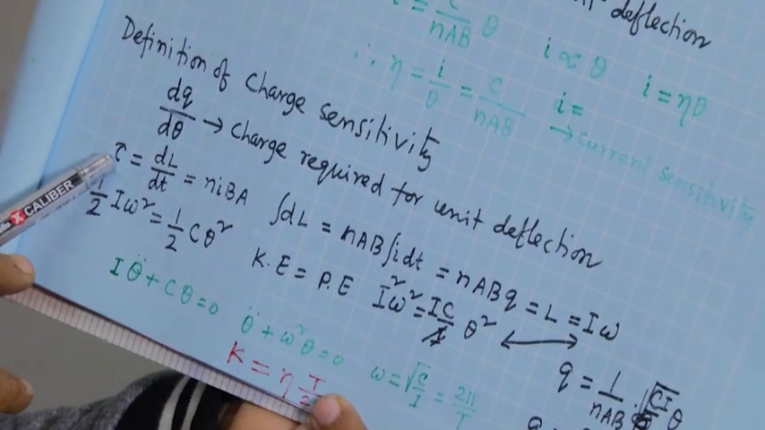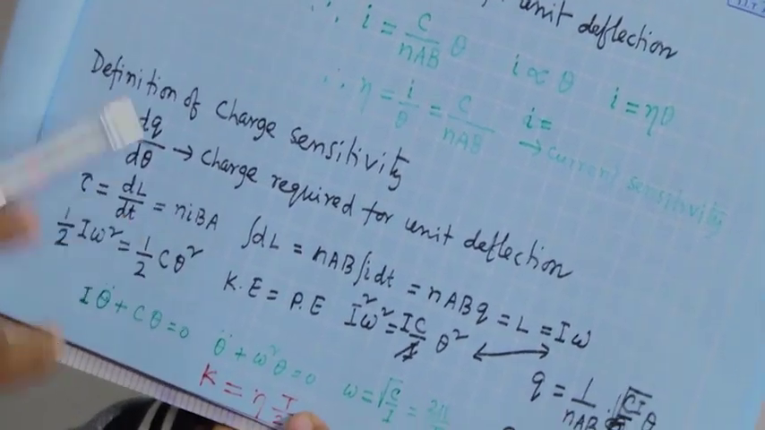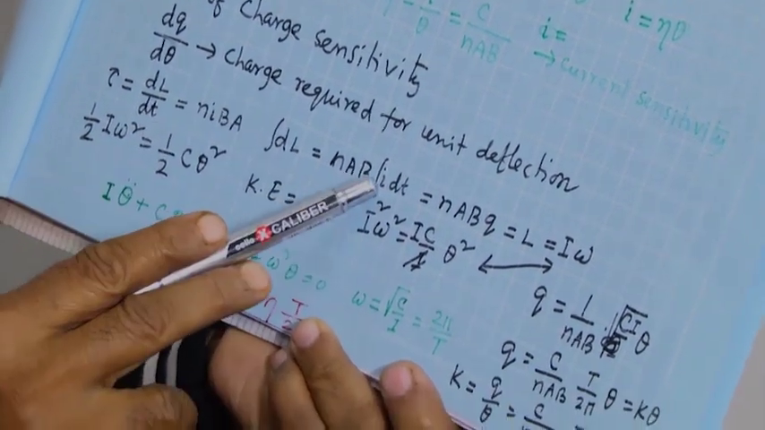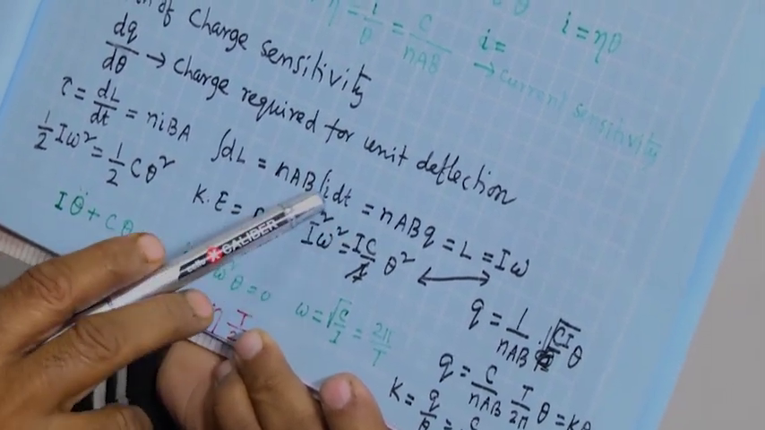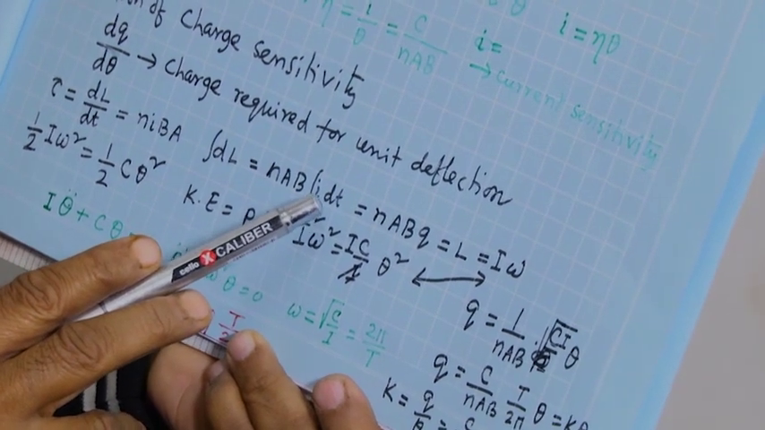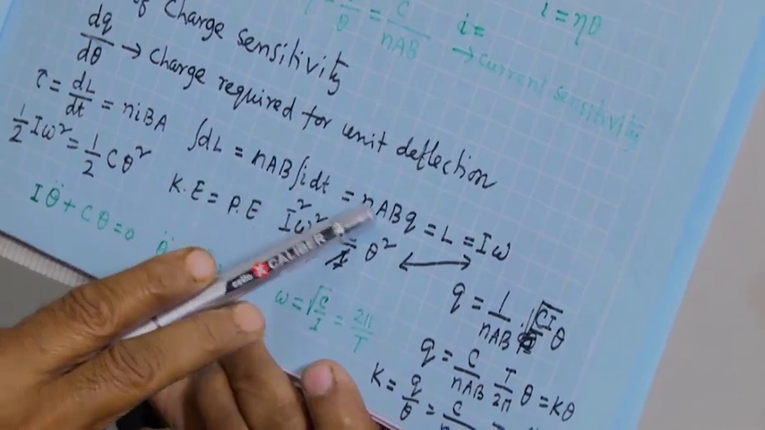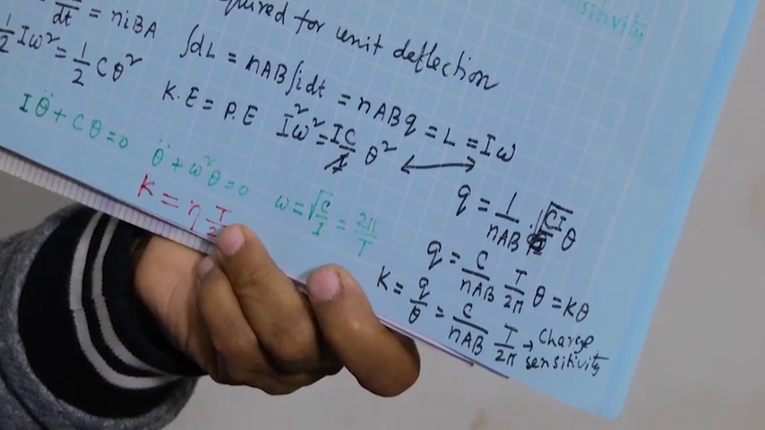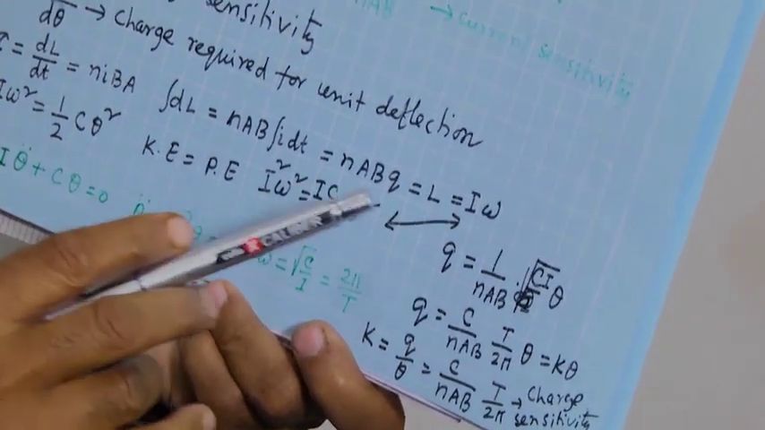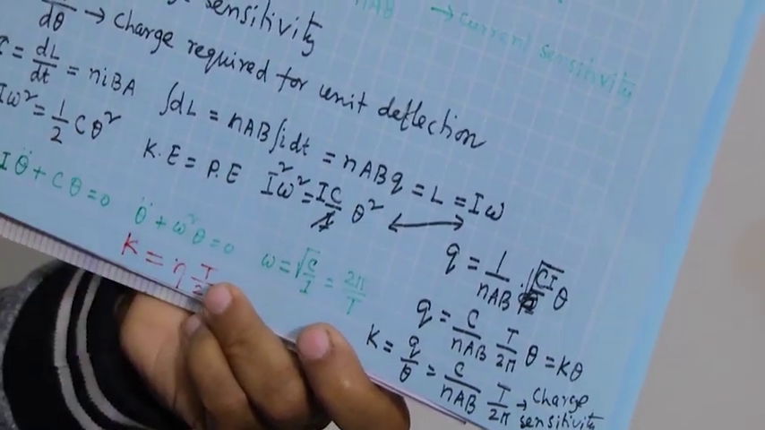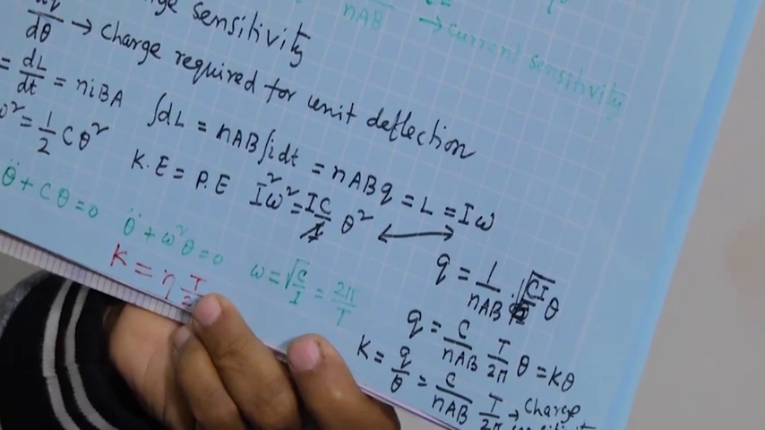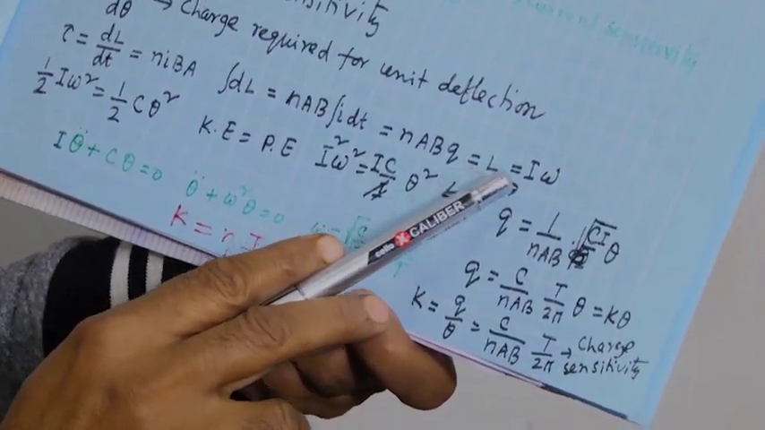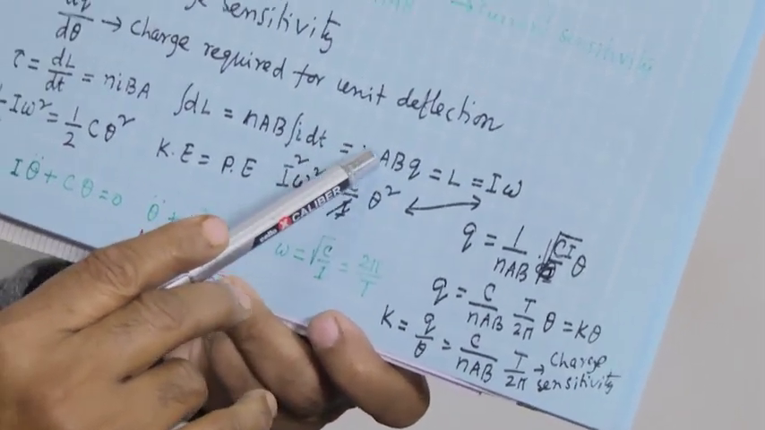Now this torque τ is NIBA, that we have seen. So dL equals NIBA times dt, and I is there, so I dt. If you integrate, the integration of I dt will give you the charge q. So this part is this, and this one is basically L. For linear momentum, p equals mv, where m is the mass and v is the velocity. Similarly for angular momentum L, m is replaced by the moment of inertia I, and v is replaced by the angular velocity ω. So L equals Iω. Here I got one relation: Iω equals NABq, fine.